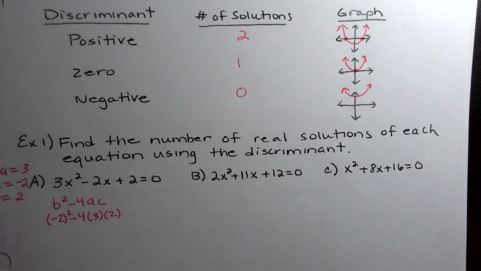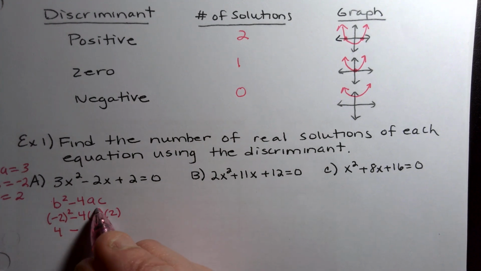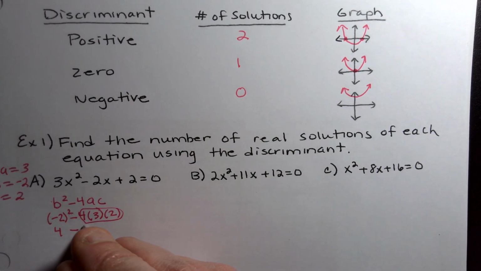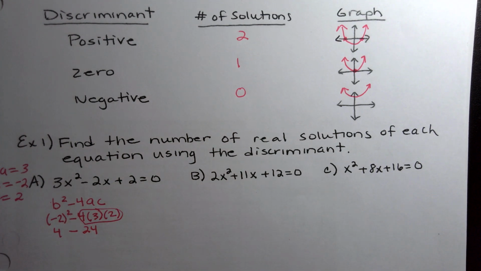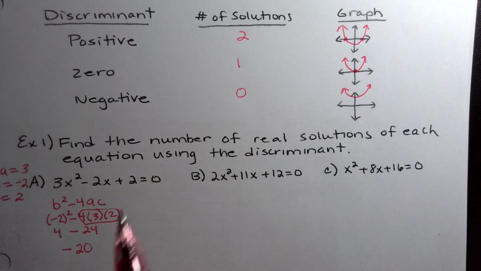So remember, you have to do this beginning part first. Negative 2 squared, that's 4. Minus, and then you got to do this whole part. 4 times 3 is 12, times 2 is 24. And what is 4 minus 24, or 4 plus a negative 24? Got positives and negatives. There's more negatives. That team wins by how many? 20. So negative 20 again is not my answer.